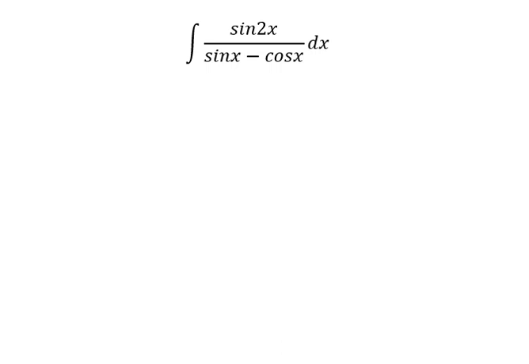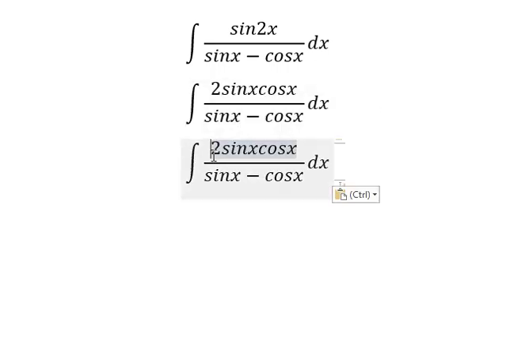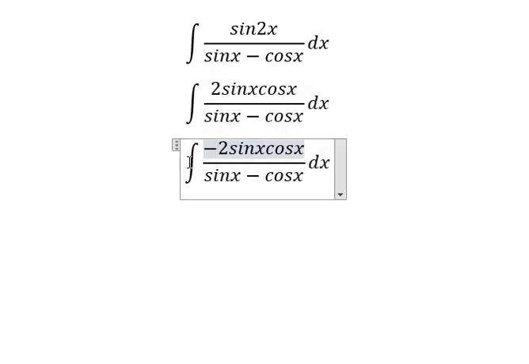So today I will show you how to answer this one. So sin 2x, that is equal to 2 sin x cos x. Next, we put the negative in here and here.